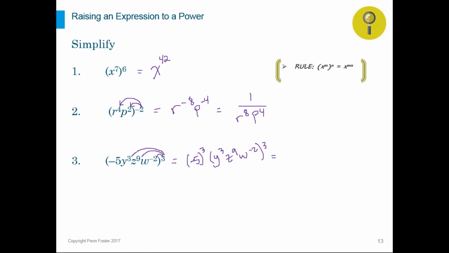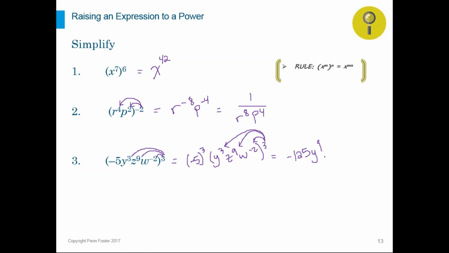Now, -5 to the third power is not -5 times 3. It's -5 times -5 times -5, and that will give you a negative answer, -125. That's the value of raising the -5 to the third power. And then as usual, I'm going to distribute the 3 to each power here and multiply. So I'm going to have 3 times 3 is 9. So y to the 9th.